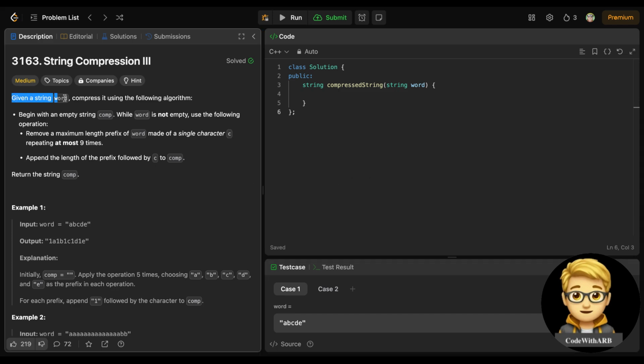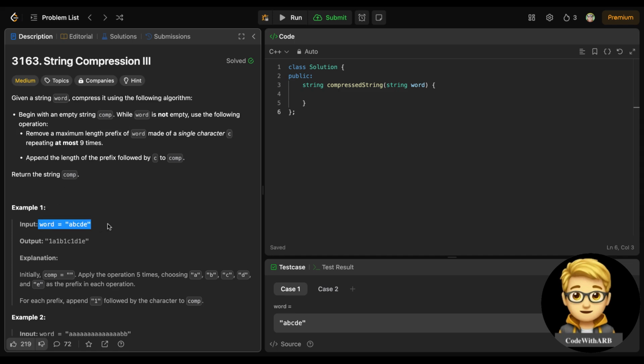So we are given a string word, and we compress it using the following algorithm. Begin with an empty string com. While word is not empty, use the following operation: remove a maximum length prefix of word made of a single character C repeating at most 9 times. So basically, we are given an empty string named com, and while word is not empty, we need to do the following operation, right?